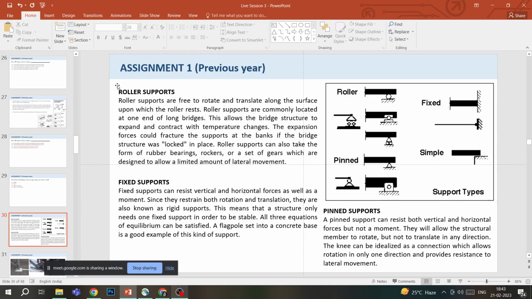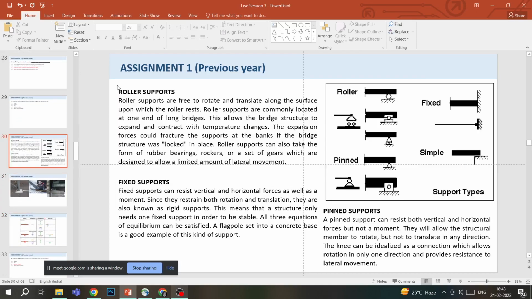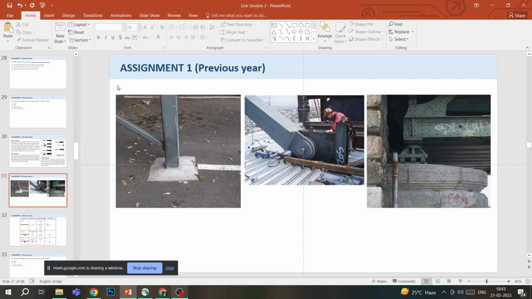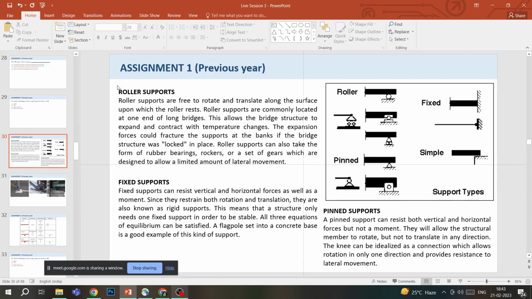Then in fixed supports, I have this table, I'll show you. In a fixed support, it can resist vertical and horizontal forces as well as the moment. Since they restrain both rotation and translation, meaning movement, they are known as rigid supports. So fixed supports are also called rigid supports. This means that a structure only needs one fixed support in order to be stable.